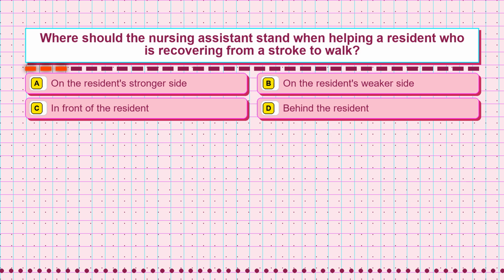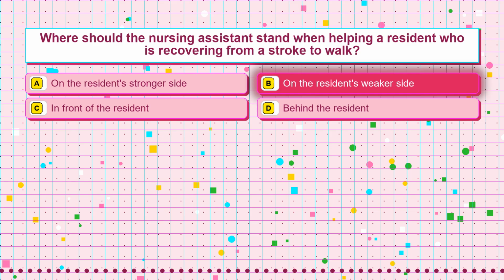Question 82. Where should the nursing assistant stand when helping a resident who is recovering from a stroke to walk? Option A. On the resident's stronger side. Option B. On the resident's weaker side. Option C. In front of the resident. Option D. Behind the resident.